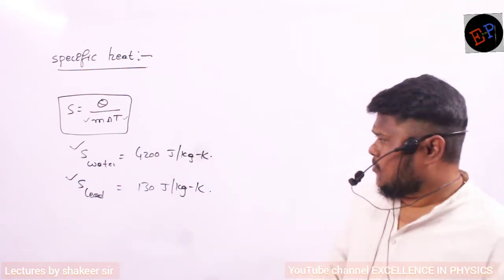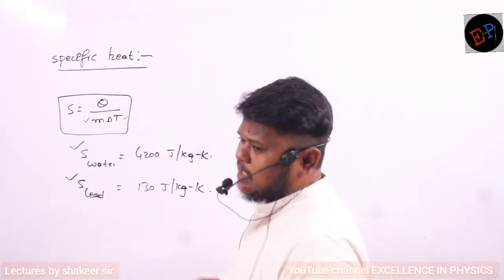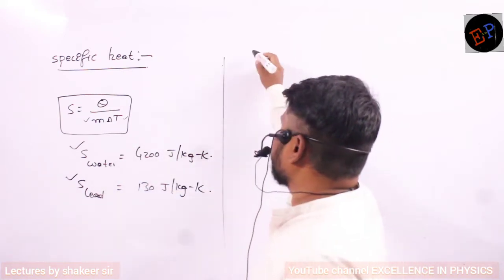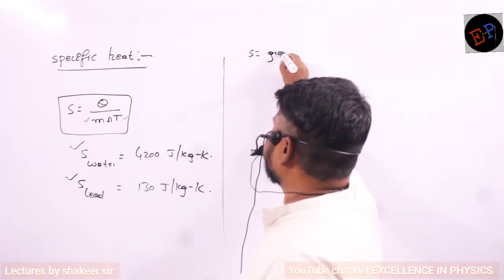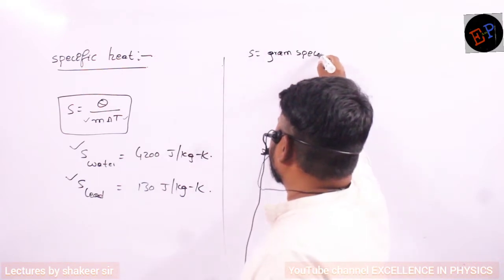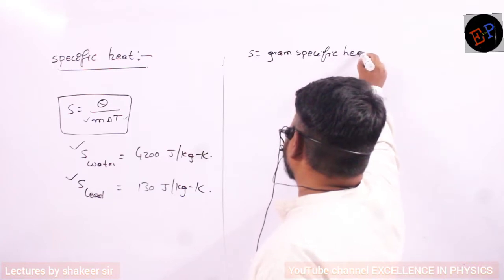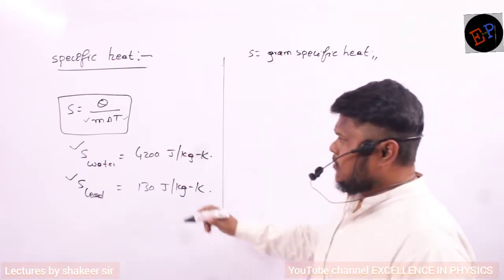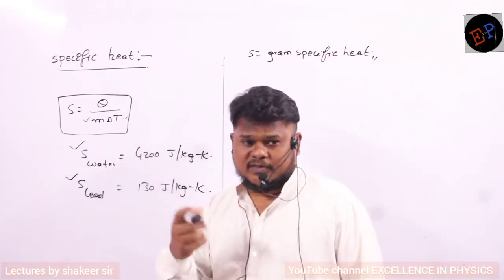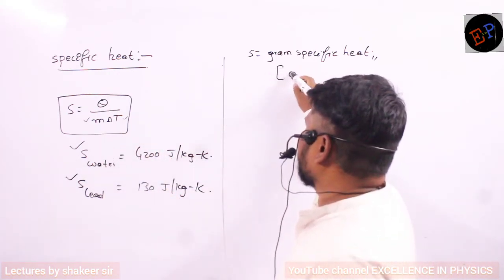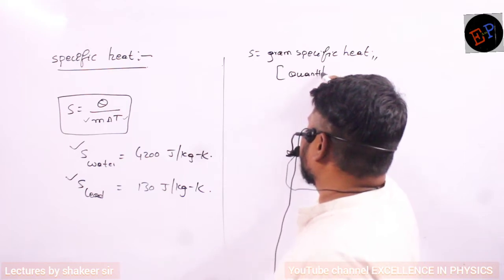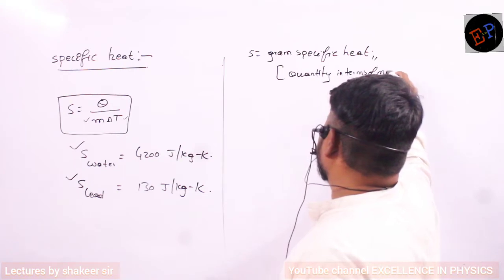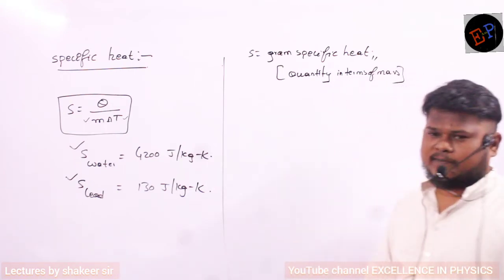Now we are taking specific heat in terms of the mass of the body. This type of specific heat is called gram specific heat. What is meant by gram specific heat? The quantity we are taking is in terms of the mass of the body. Then it is called gram specific heat.